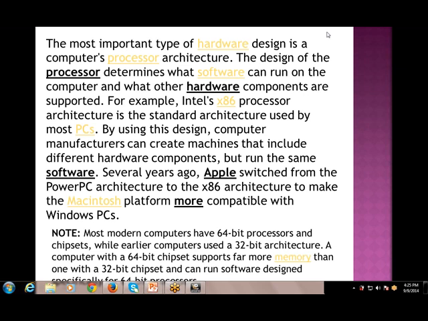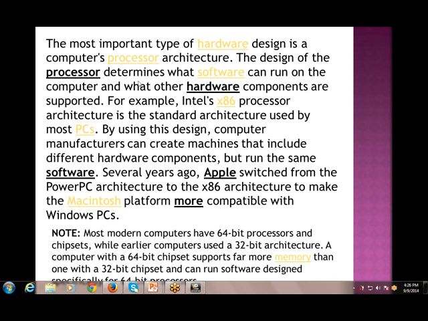The next paragraph says the most important type of hardware design is the computer processor architecture. This is the most important type of hardware design. Not the building, not anything else, but how we are using the computer processor architecture. The design of a processor determines. Processor means CPU. So the main topic is processor architecture, that is, what the architecture of the CPU is.